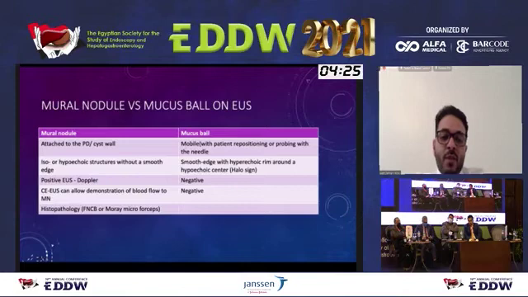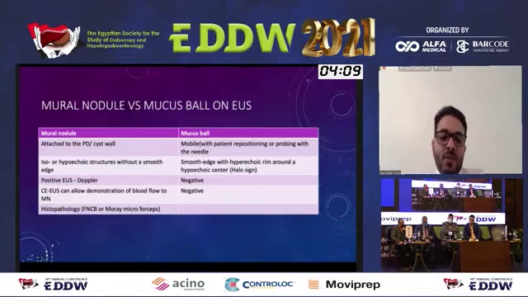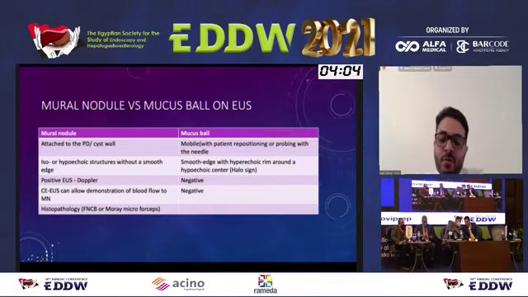Now the mural nodule, you will see it can have a positive Doppler, and as we mentioned, contrast enhanced endoscopic ultrasound can allow demonstration of the blood flow inside the mural nodule, and it's the most sensitive test. Histopathology is positive with mural nodule.